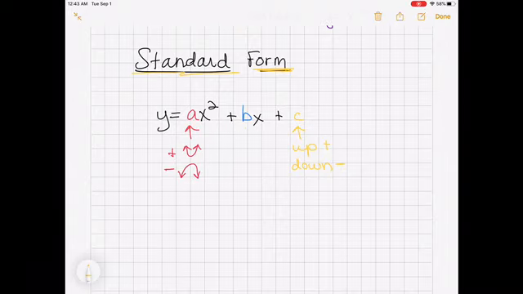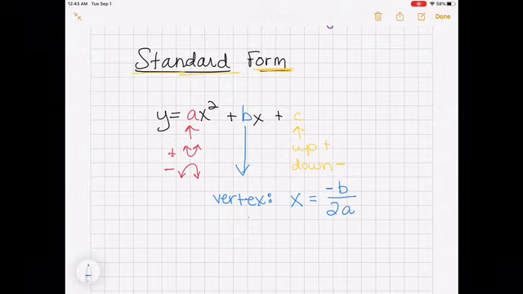The B value does something very interesting. Now, we can't exactly find it on the graph, but it does tell us something very important about the vertex. The B value is really important because it tells us where the vertex is. We know part of the vertex is the x-coordinate of the vertex. Now remember, that's just the x-coordinate. A point has two coordinates, an x-coordinate and a y-coordinate. This just tells us the x-coordinate equals negative b over 2a.